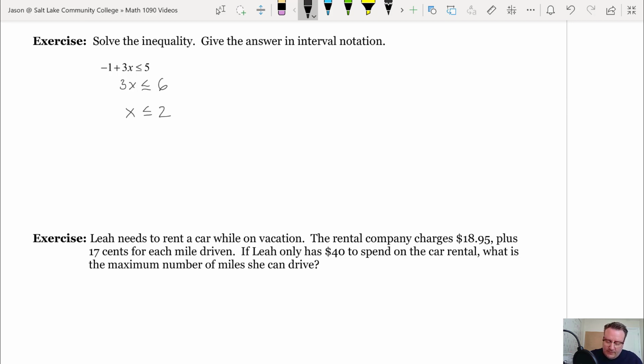And it asks for the answer in interval notation. So interval notation would be less than or equal to 2, so we want to go all the way from negative infinity up to and including 2.